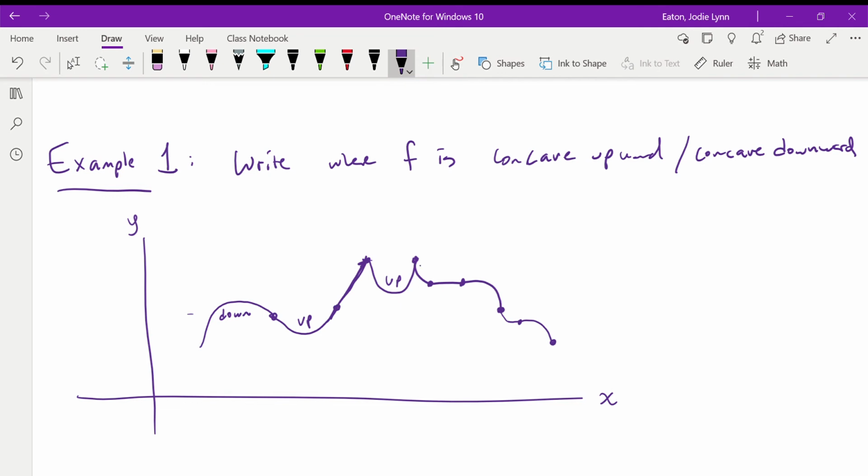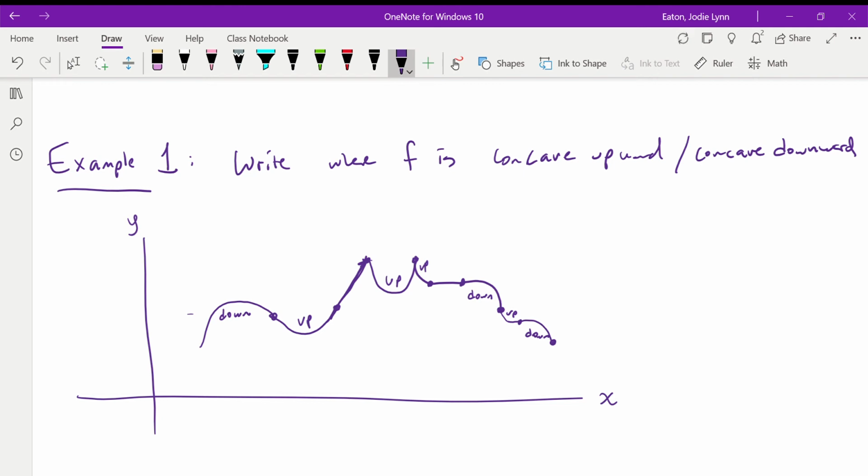So this right here is still concave up. Flat lines are neither concave up nor concave down. Here we are down. Here we're up again for a second, and then we're back down. So it's important to just recognize in a graph what those different concavities look like.